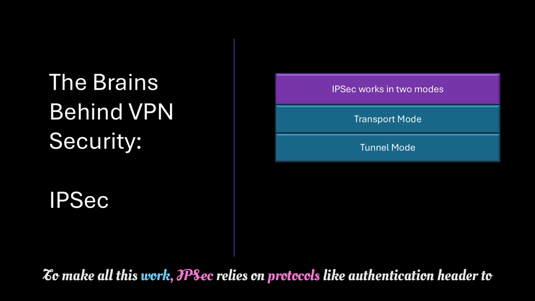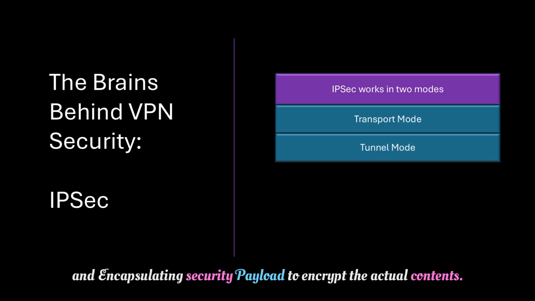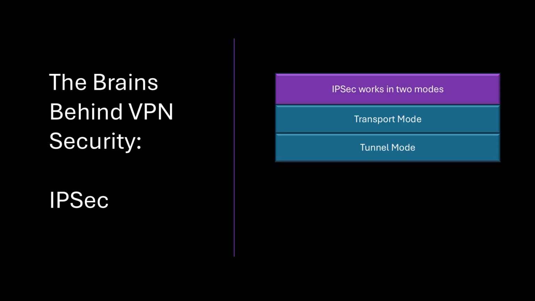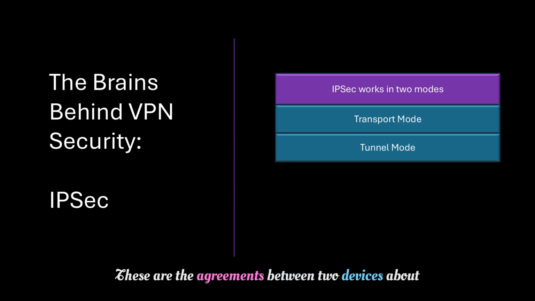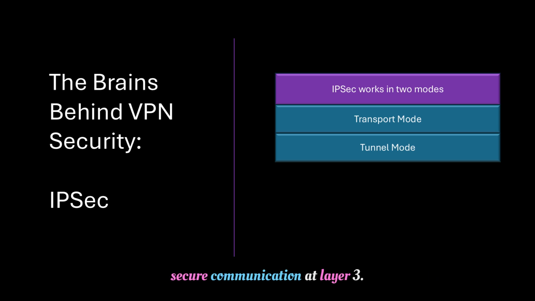To make all this work, IPSec relies on protocols like authentication header to verify that the data hasn't been tampered with and comes from a trusted source, and encapsulating security payload to encrypt the actual contents. You'll also configure security associations. These are the agreements between two devices about how they'll secure their communications. These SAs are negotiated through processes like IKE, which ensures both sides are aligned on encryption methods, keys, and lifetimes. By mastering IPSec, you're setting the gold standard for secure communication at Layer 3.